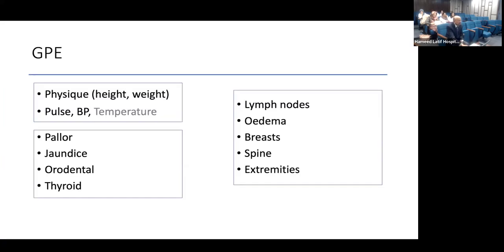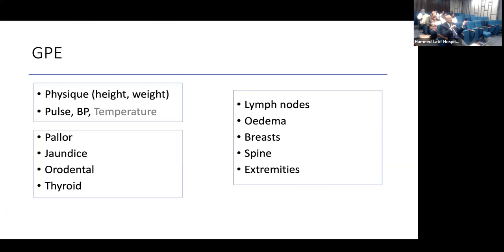So after the history, we go to physical examination. In physical examination, general physical examination, physique, height, weight, you would say average physique, or a tall lady, or a lady with average frame, or a lady appearing to be overweight, but of course you will give her weight exactly as such.